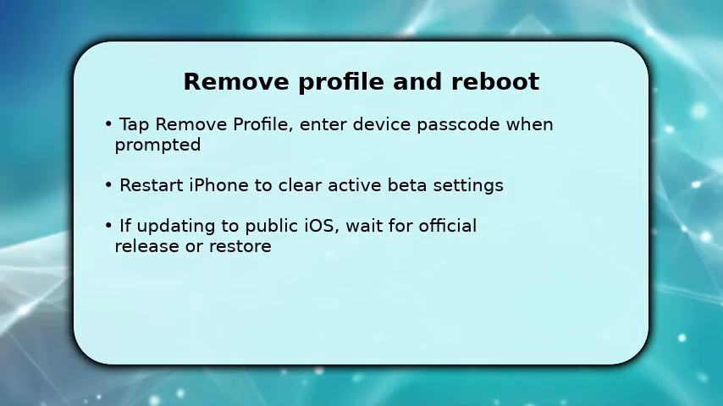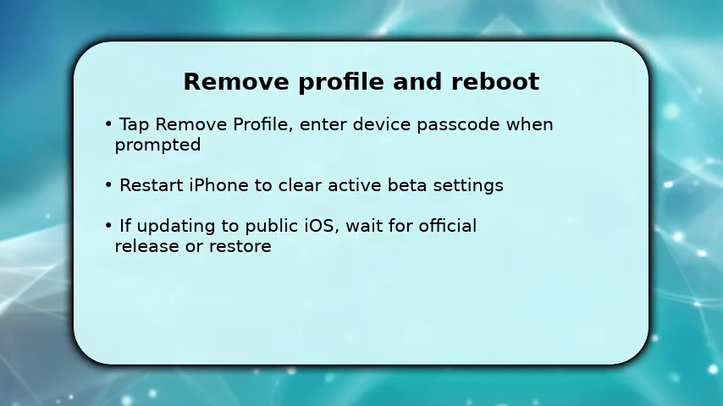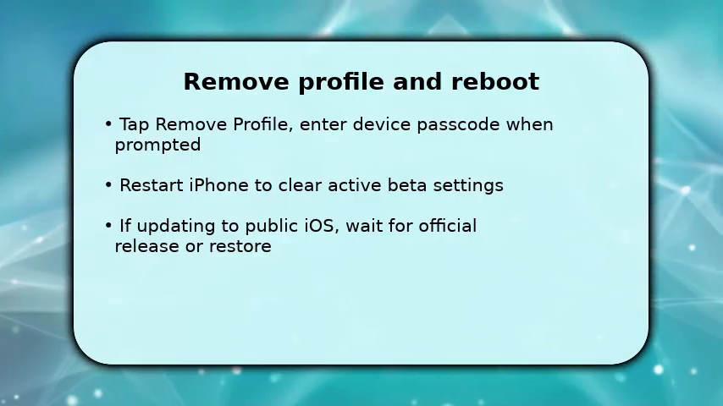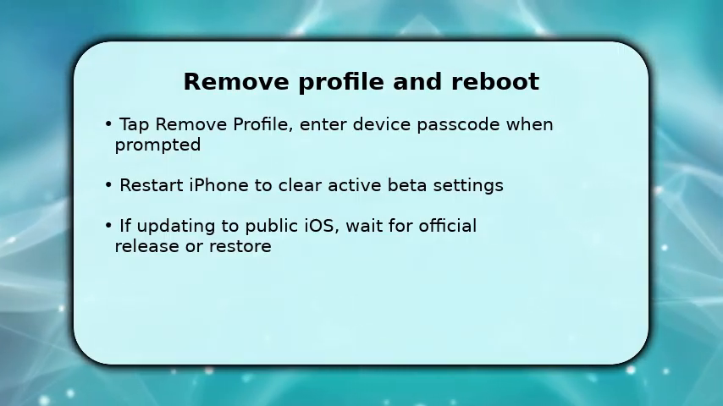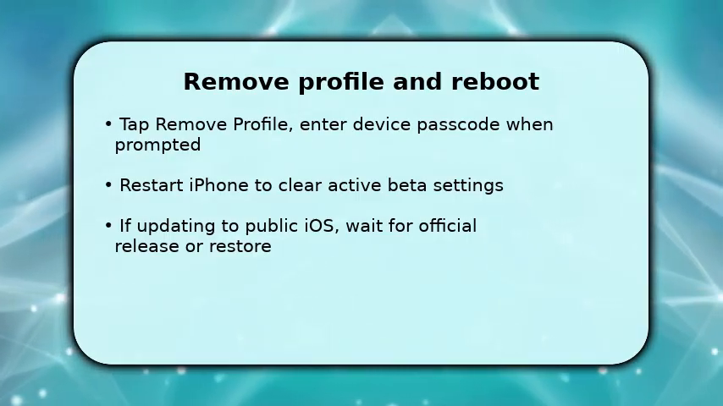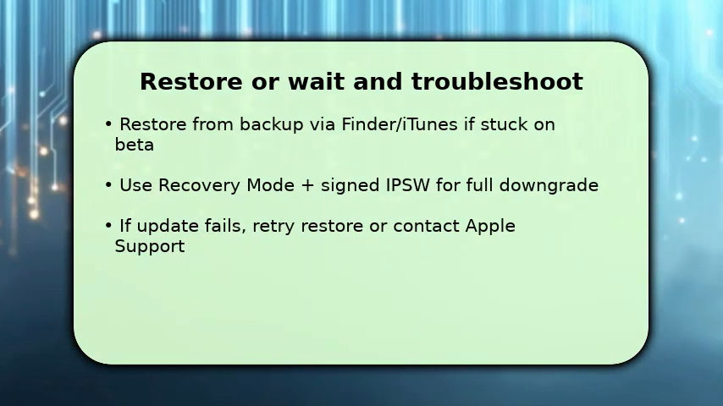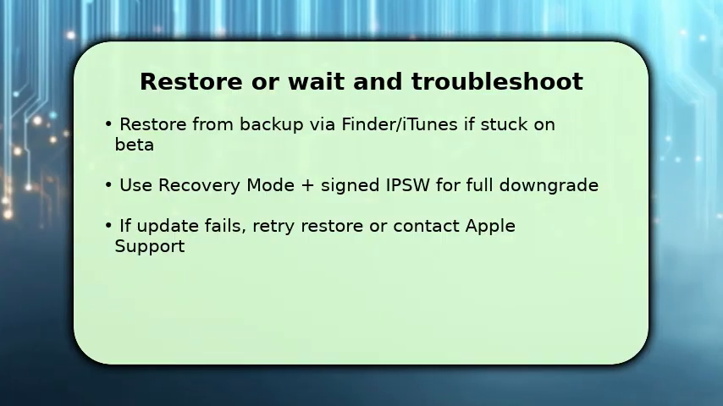You may not see a release immediately because betas and releases have different signing windows. If you want to leave the beta immediately, you may need to restore the phone using a saved backup and the latest public IPSW via Finder. To finish, decide whether to wait for the next public update or perform a full restore.